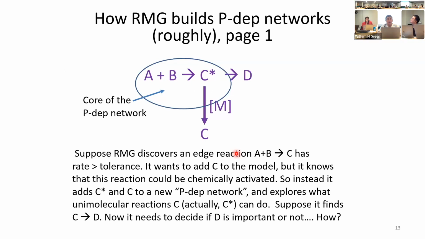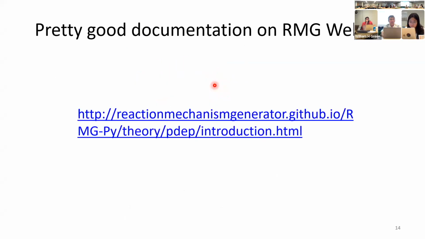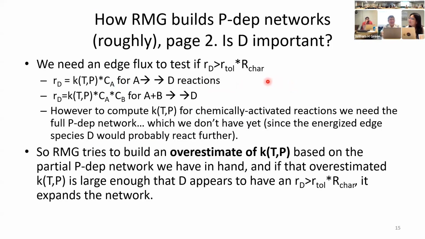And the way it does it is first it knows the reactions it does know how to do. This is core to edge. And it says, okay, now I'm not going directly to C, I'm actually going to form C star. So it adds a C star into the model. And then it says, oh, if C star accumulates, then C star might make D. So now I have a growing network through these pseudo-species, C stars, these highly energized species. If you want a better explanation, you have to read the documentation online, but I'll keep going. You need to have an edge flux to test.